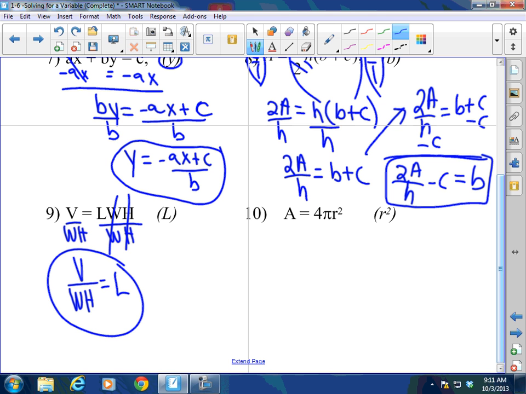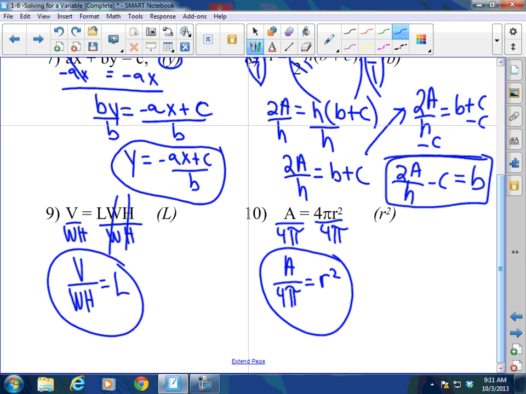How about for number 10? A equals 4 pi r squared. I want to solve for r squared. I want to get r squared alone. What is the relationship between pi, 4, and r squared? They're being multiplied. How do I cancel multiplication? Oh, yeah. So I'm going to divide by 4 pi to both sides. A over 4 pi equals r squared. Does that make sense?